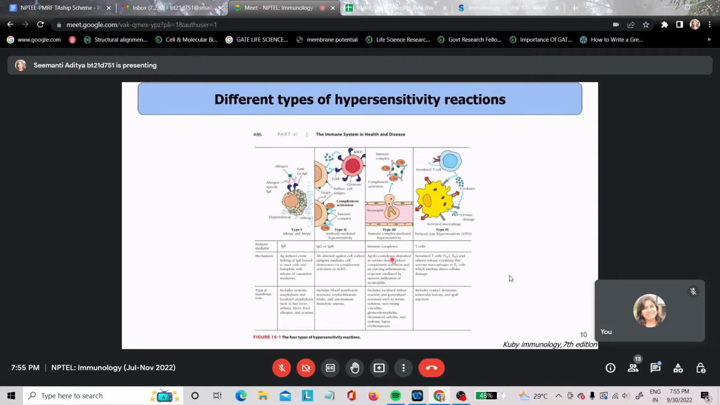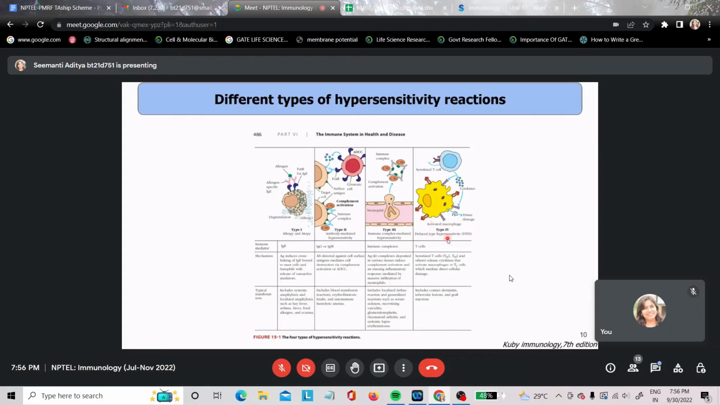It happens due to antigen antibody complexes which are deposited in different tissues, which induce complement activation and again an inflammatory response mediated by the infiltration of neutrophils. This includes the localized Arthus reaction and generalized reactions such as serum sickness, necrotizing vasculitis, rheumatoid arthritis, etc.